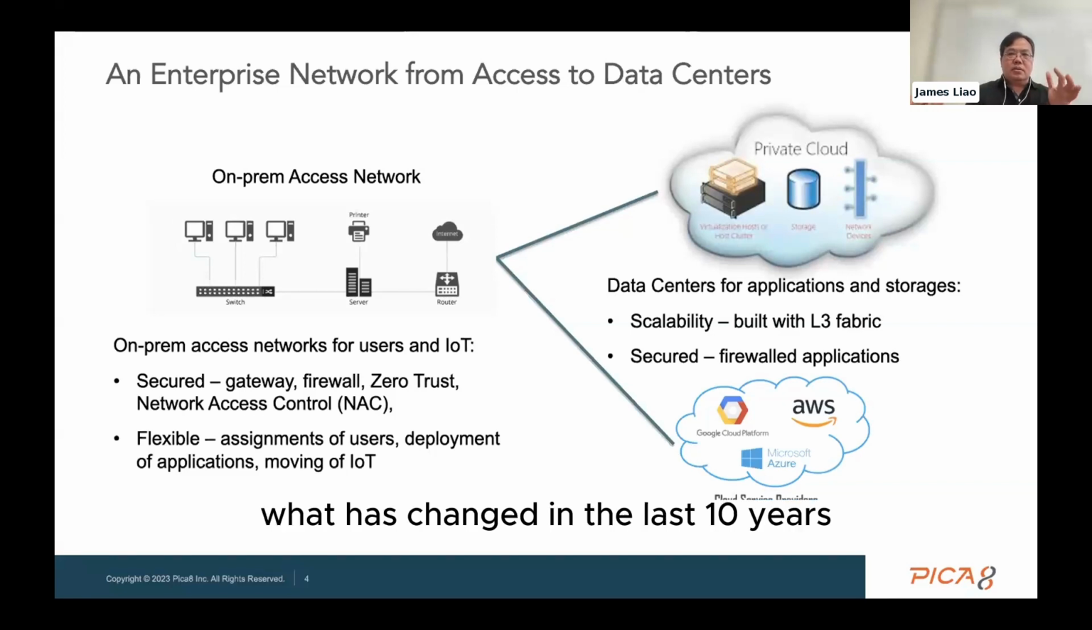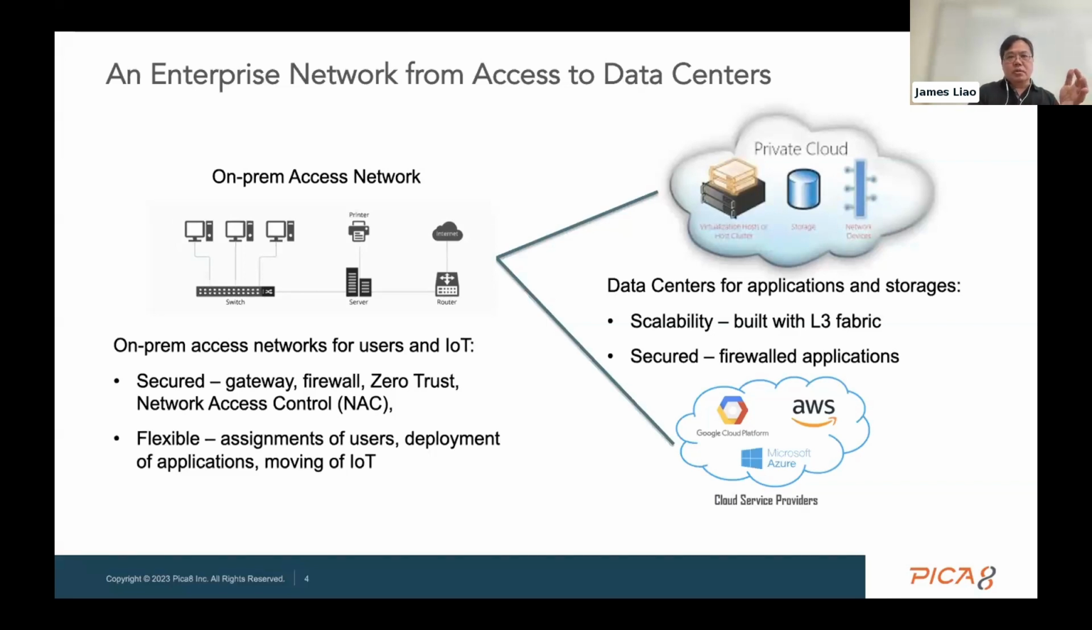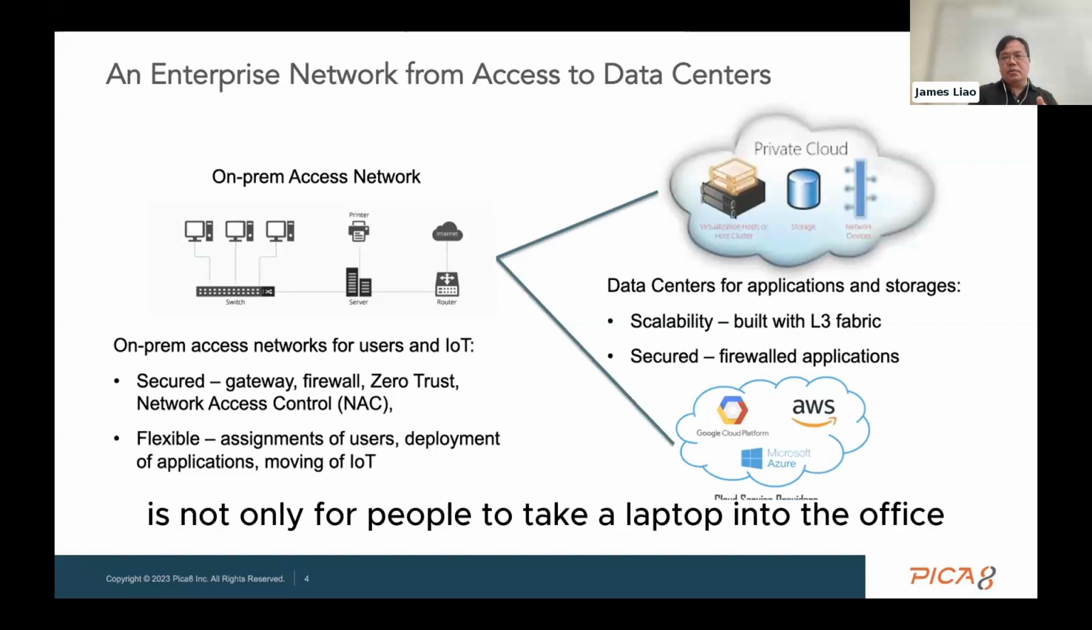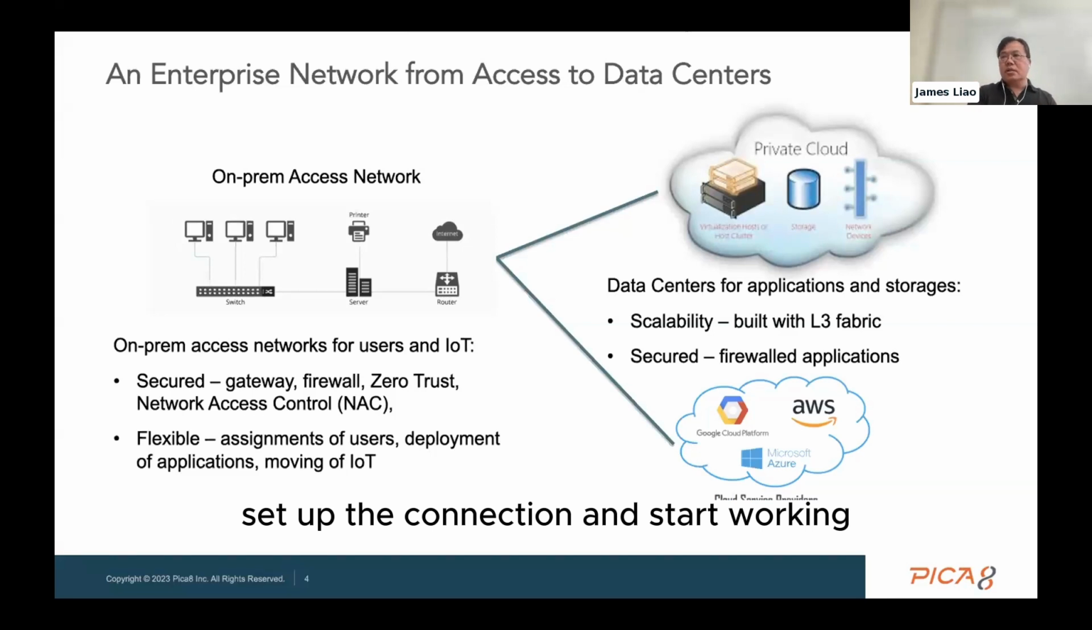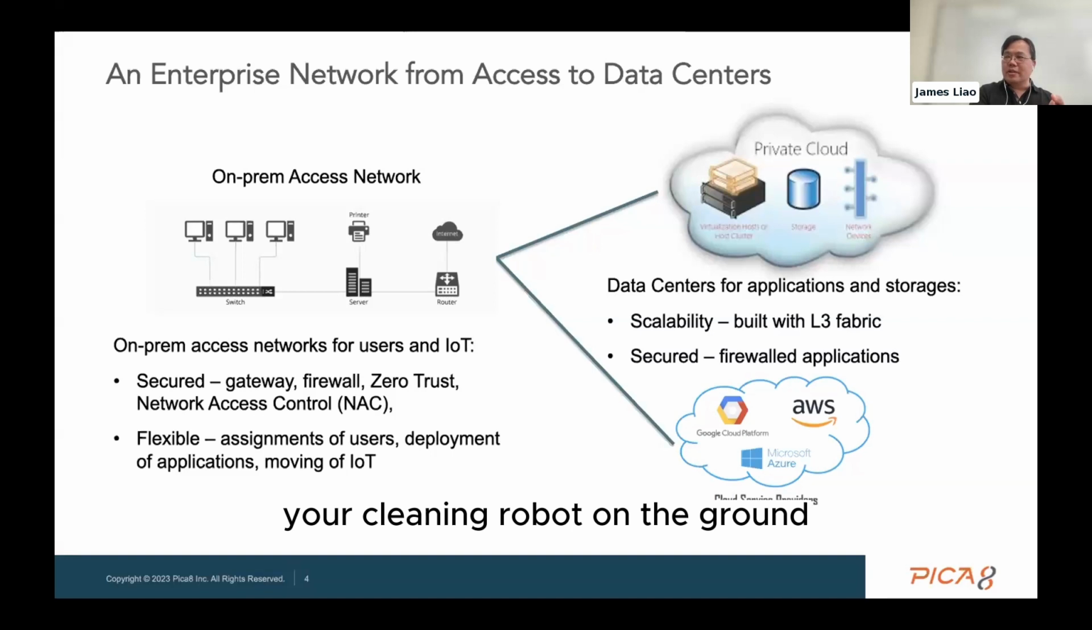But if you think about what has changed in the last 10 years, the office now is not only for people, it's also for a lot of robots as well, or a lot of sensors. So now the enterprise on-prem access network is not only for people to take a laptop into the office, set up the connection and start working. They also control your TV, your projector, your temperature sensor, your cleaning robot on the ground, or even cameras on the wall, car keys to enter the building. So it's set up for a lot of things.